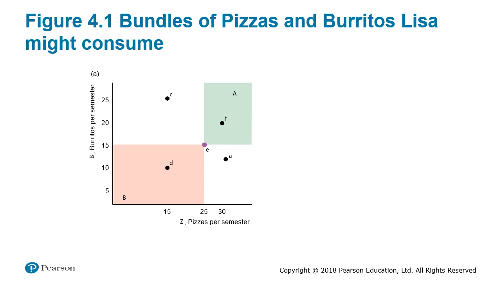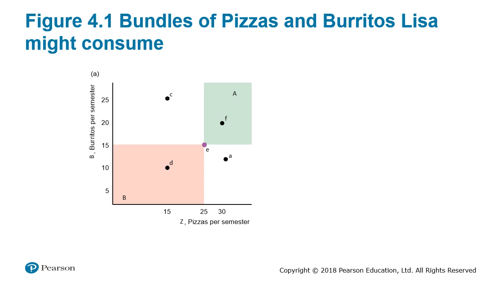What about bundles A and C? Well, we can't say for sure how she'd feel about bundle A relative to bundle E because although it has more pizzas, it has fewer burritos. Likewise, bundle C has fewer pizzas, but it has more burritos, so we can't be sure without knowing more or asking Lisa about her preferences.